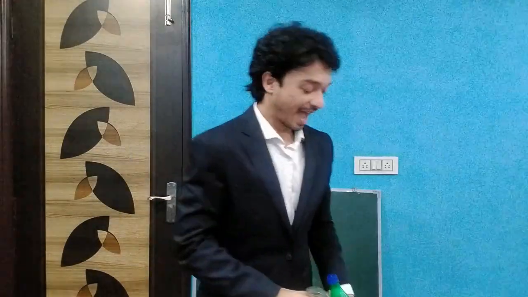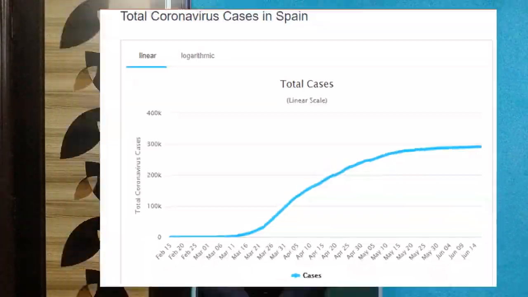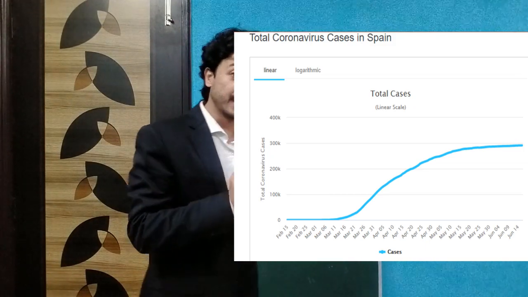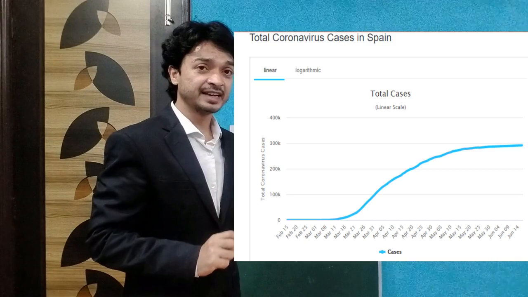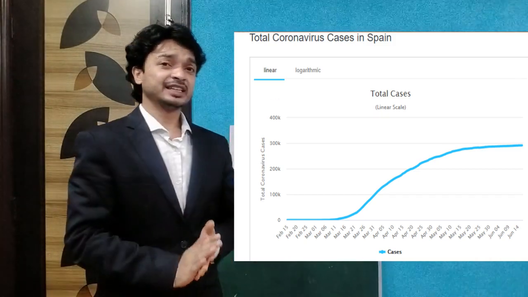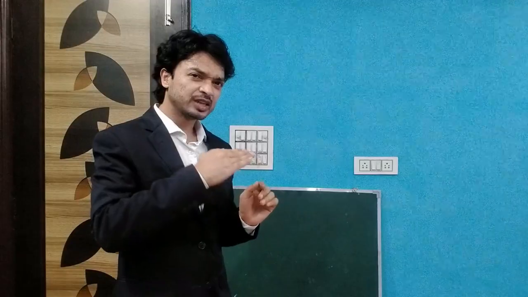Interestingly, I have also observed the total COVID-19 cases for Spain, where you can see the total number of COVID-19 cases with time is given. And see, when you differentiate this graph, then you will find the rate. See, earlier there was almost zero slope.